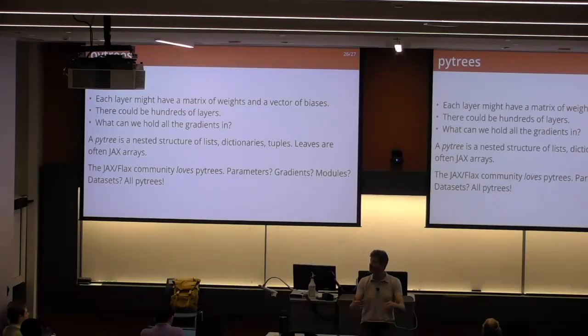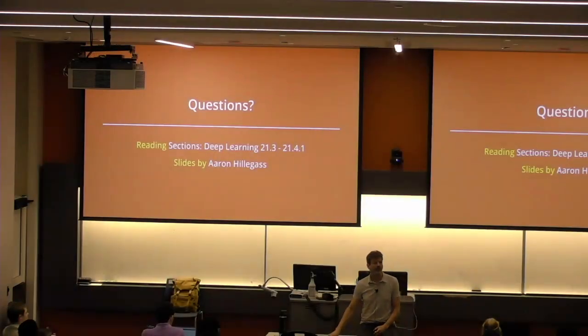So you're going to bump into pytrees again and again and again. That's all they are. It's just a combination of lists, dictionaries, and tuples. And the leaves are typically these JAX vectors, JAX tensors. Okay, not that heavy. I just want you to know what's going on. Questions?